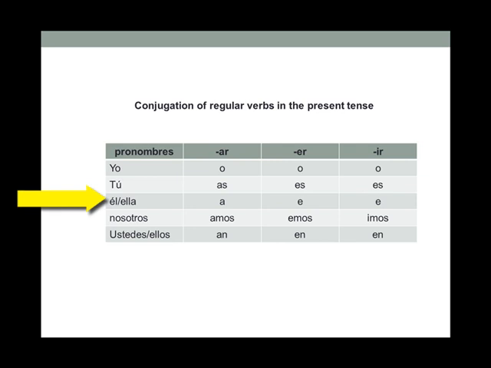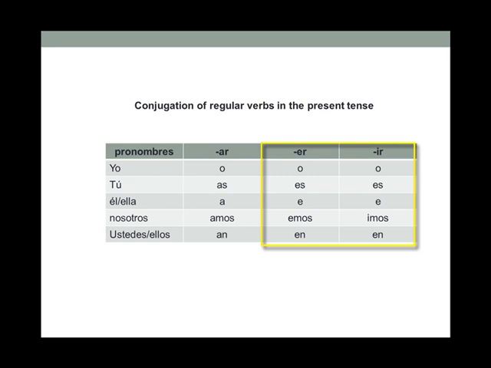Él or ella is going to be either A or E. Nosotros, it's going to be pretty much the same thing. However, it is also going to match the ending of the infinitive. Finally, ustedes or ellos are going to be an AN or an EN. Now look at ER and IR. They're basically exactly the same thing.